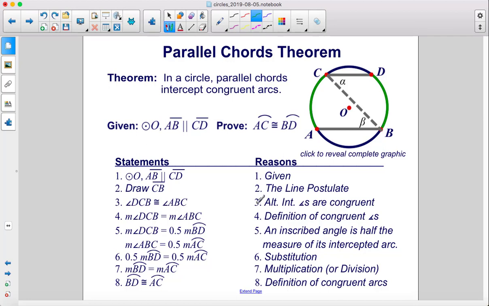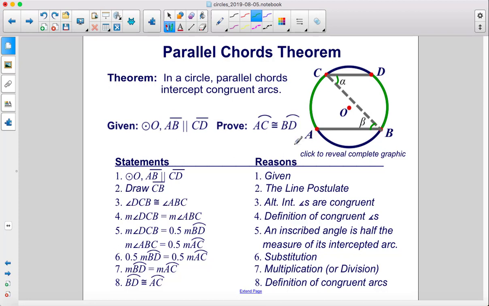Because alternate interior angles are congruent, we know that this angle is congruent to this angle, which means the measures of those angles are equal, because that's the definition of congruent angles. And because an inscribed angle is half the measure of its intercepted arc, we know that the measure of this angle equals 0.5 the measure of this arc, and the measurement of this angle is 0.5 times the measurement of this arc.